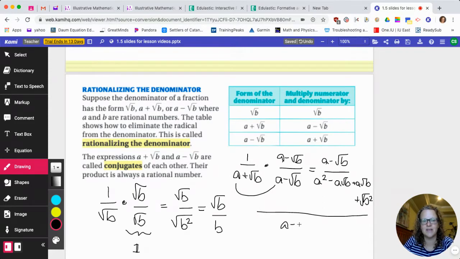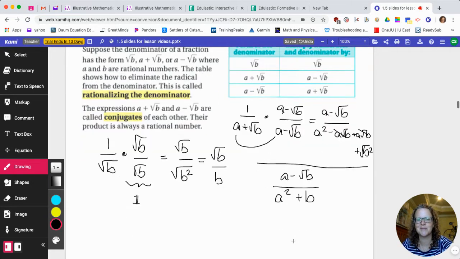I apologize for that. Poor planning on my paper. The numerator is left with a minus root b. These cancel because it's positive and negative. And I'm left with a squared plus b, because the square root of root b squared, the square root of b squared is just b. And there's my rationalized denominator.